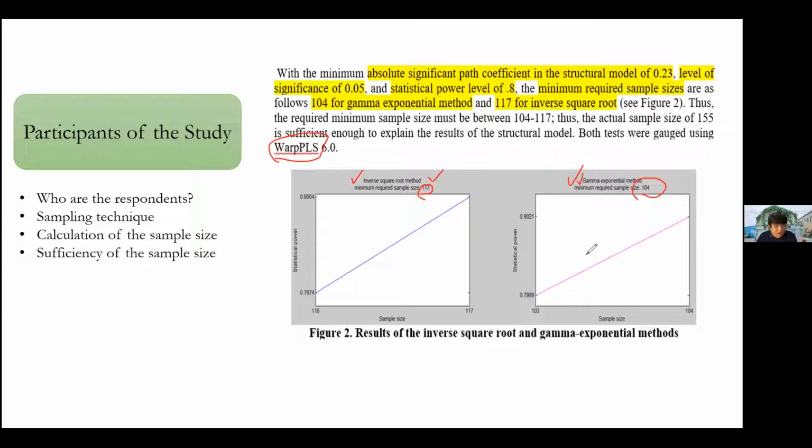Pero as I mentioned, when we say minimum, this is only the minimum. You can always go beyond the minimum, which is also advisable. Okay? So this is a technique also on how we can calculate our sample size. Okay?